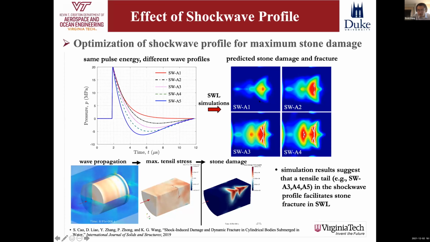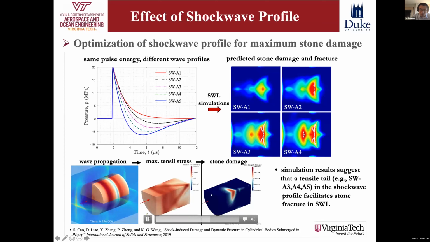And you can see the results suggest that indeed the wave profile, or the shape of the shock wave, has a significant impact on the damage and the fracture inside the stone. Particularly, from A1 to A4, we have greater damage. This is indicating that a negative tensile phase, meaning negative pressure going downward, may facilitate stone fracture in shockwave lithotripsy. And the detailed simulation results allow us to explain this finding based on shockwave interactions.